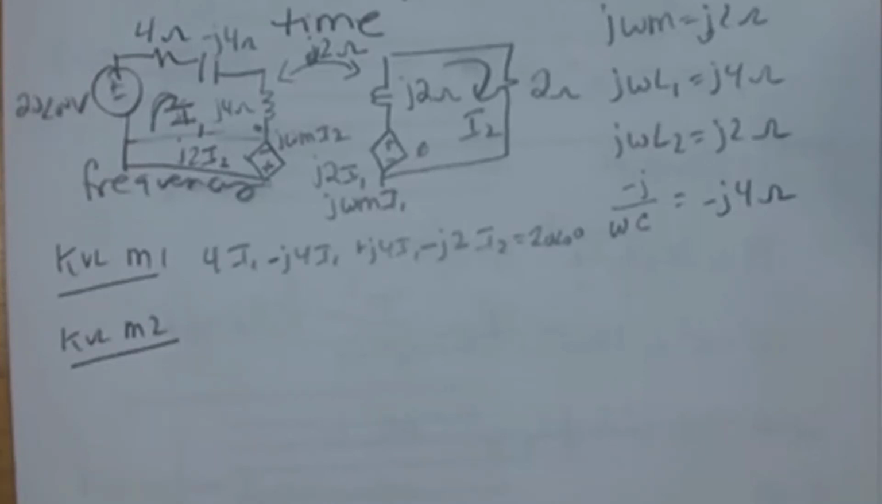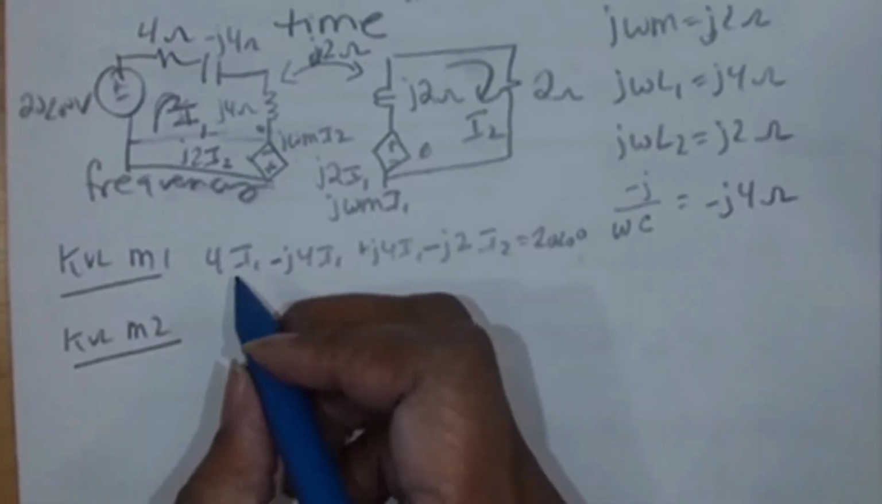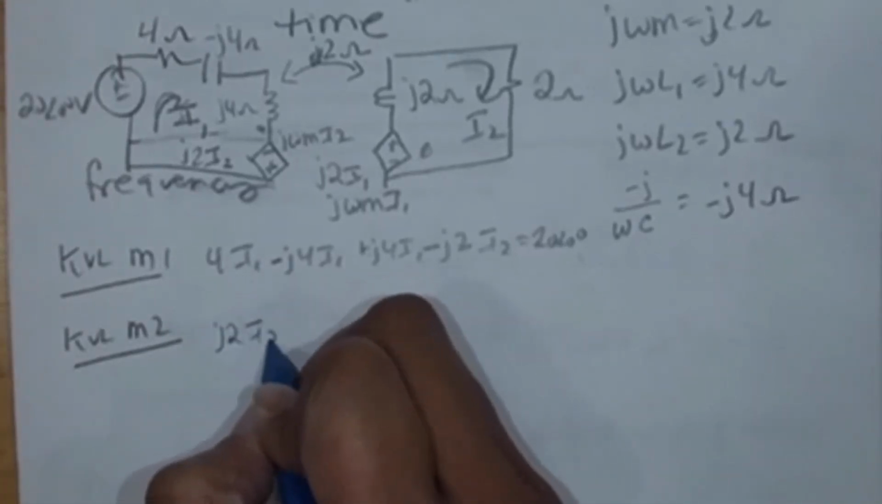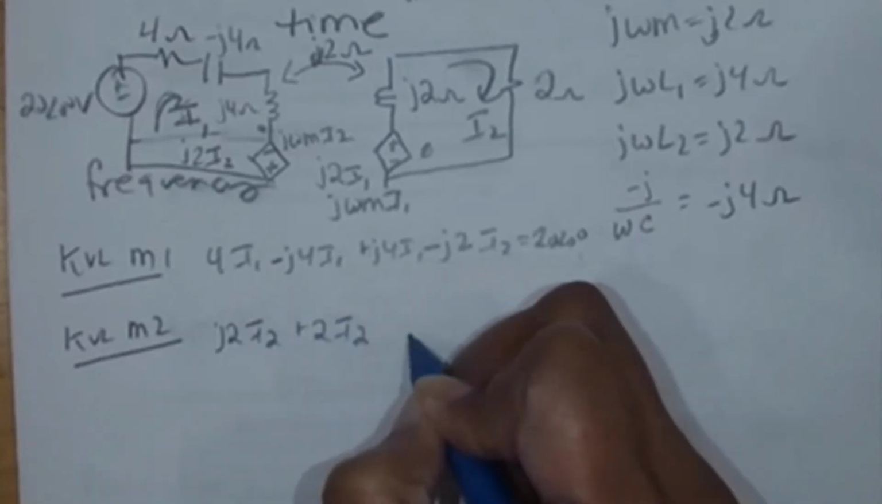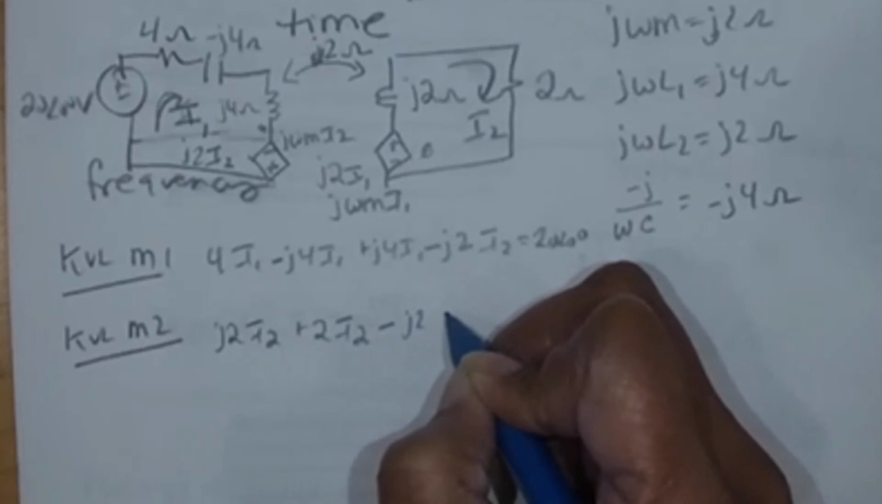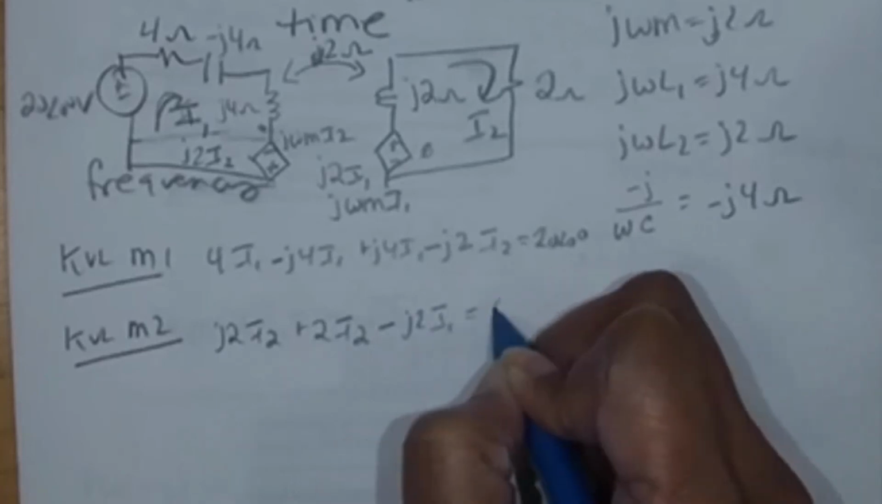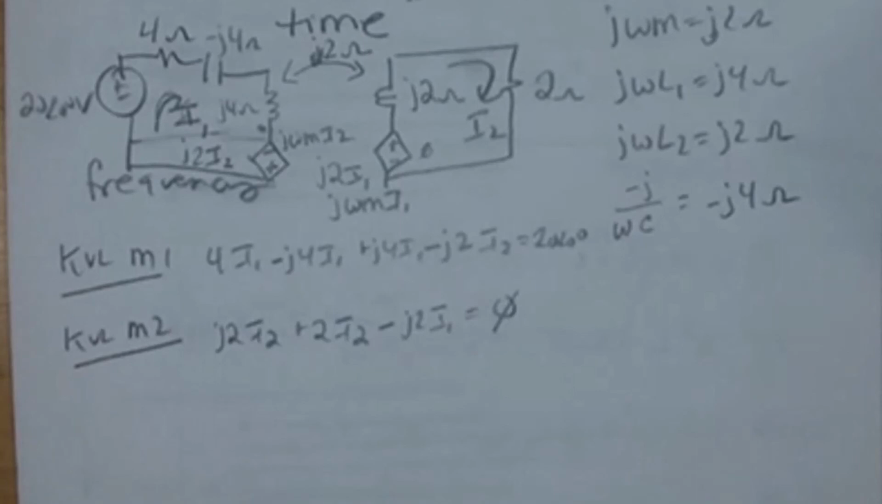KVL is mesh current. KCL is node voltage. These are loops. I would never do node voltage on this. If it looks loopy, KVL. If it looks nodey, KCL. All right, KVL at mesh 2: J2I2 plus 2I2 minus J2I1 equals 0.